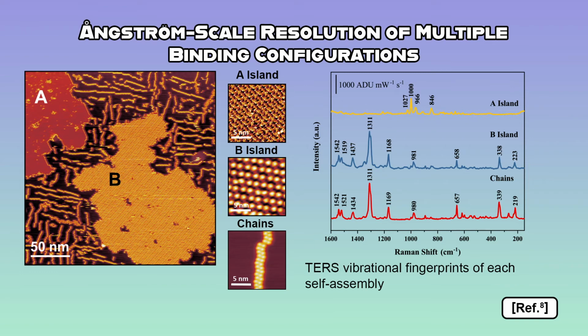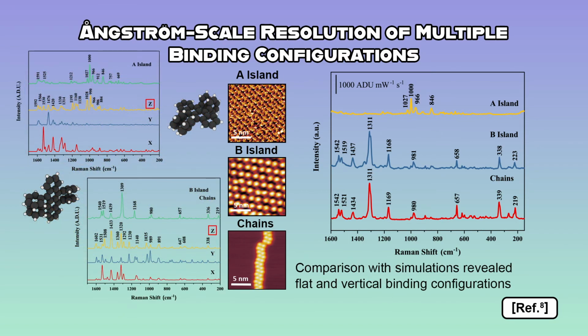By comparing TERS vibrational fingerprints with DFT simulations, we uncovered that these 3 self-assemblies were composed of 2 types of molecular binding conformations with Angstrom scale resolution. Rubrene was found to adsorb either with a tetracene backbone perpendicular to the substrate or with a flat orientation where the tetracene backbone lies parallel with the surface.